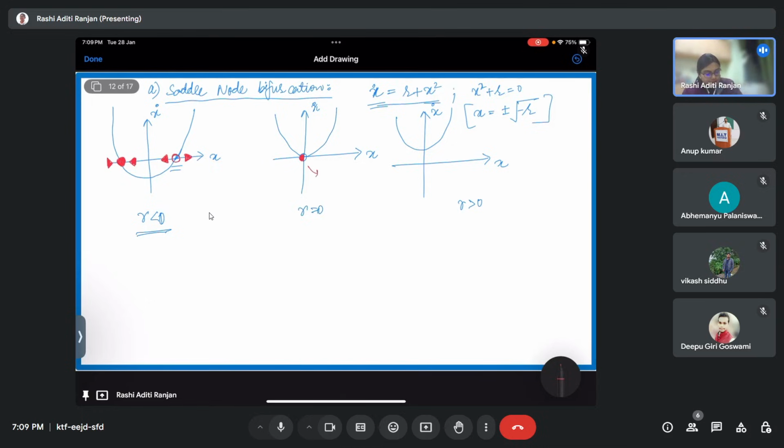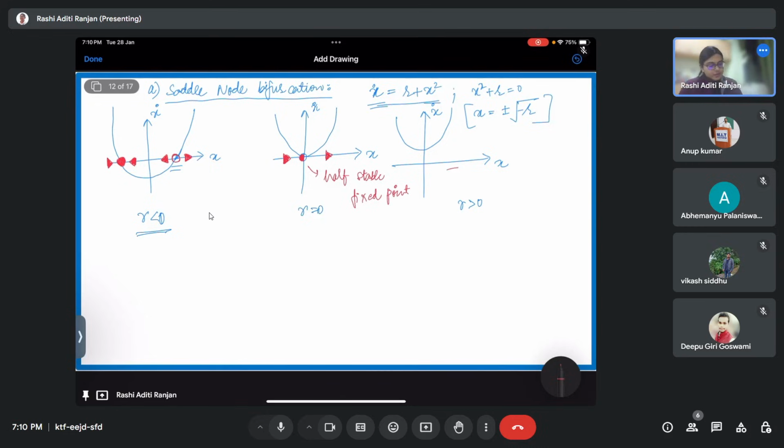So this makes it a half stable fixed point. Why am I saying half stable? Because if I approach from this side, it is going to take me to the fixed point. But if I approach from this side, it is going to take me away from the fixed point. And that is why it is known as a half stable fixed point, right? Okay. And as you can see, for r greater than 0, I don't have any fixed point.